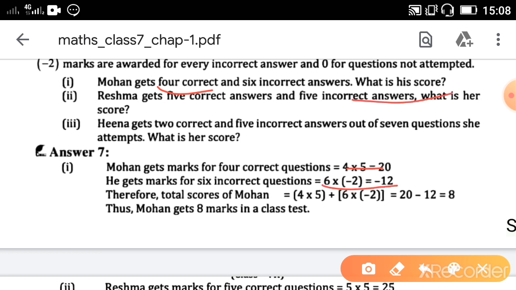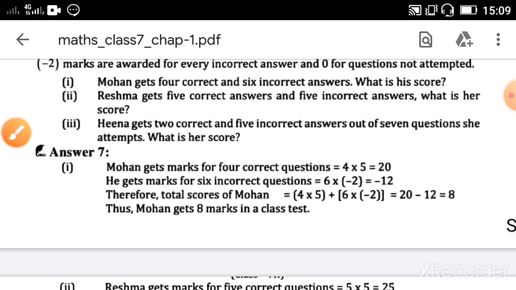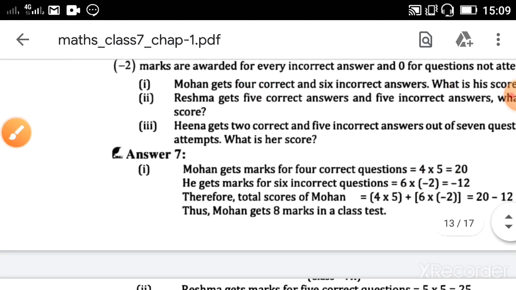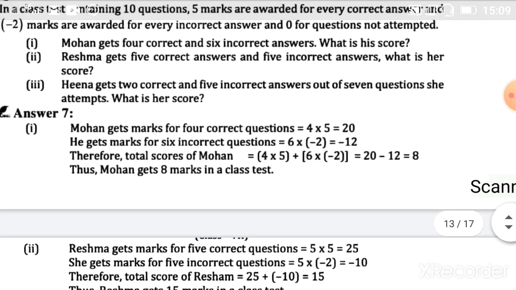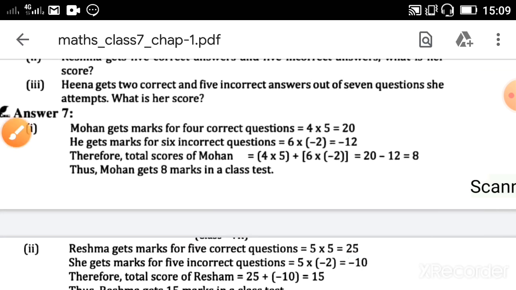What is his score? It means you have to find out the total score. 20 minus 12. You have written 4 correct answers. It means for correct answers you got 20 marks, and you have written 6 incorrect answers. So your 12 marks will be subtracted. So 20 minus 12 is equal to 8. So thus Mohan gets 8 marks in the class test.